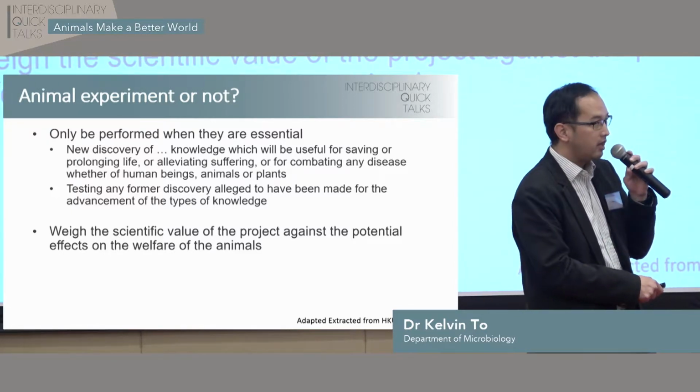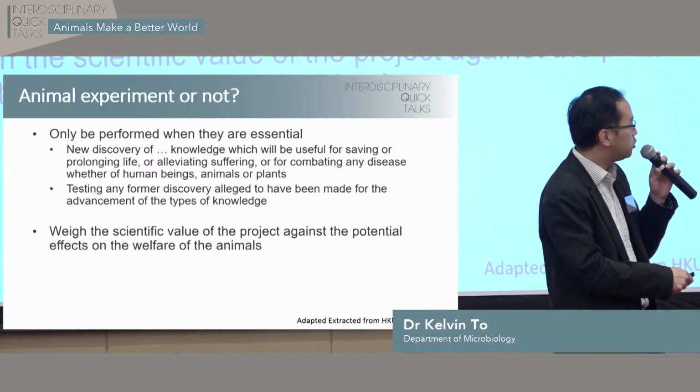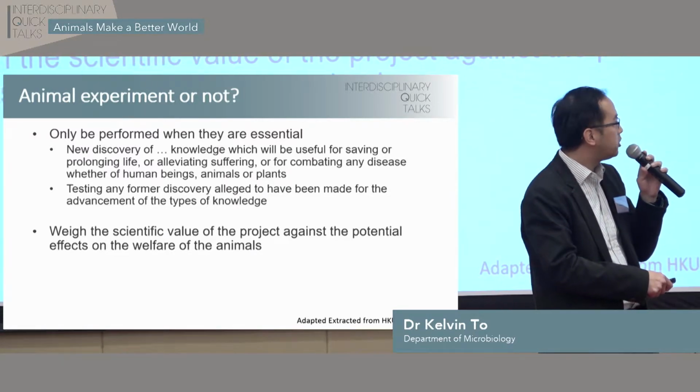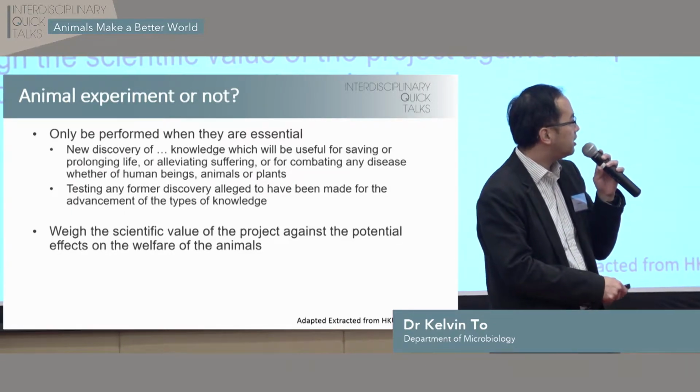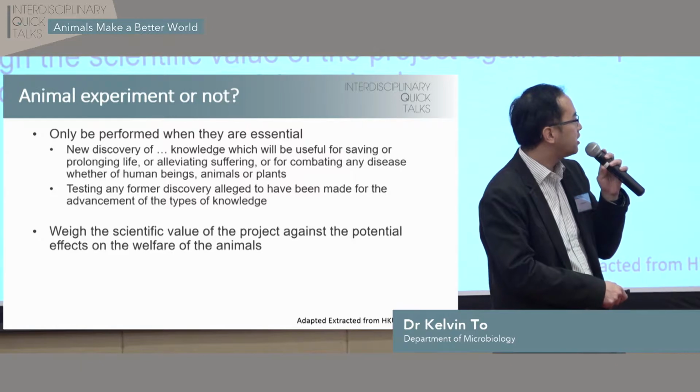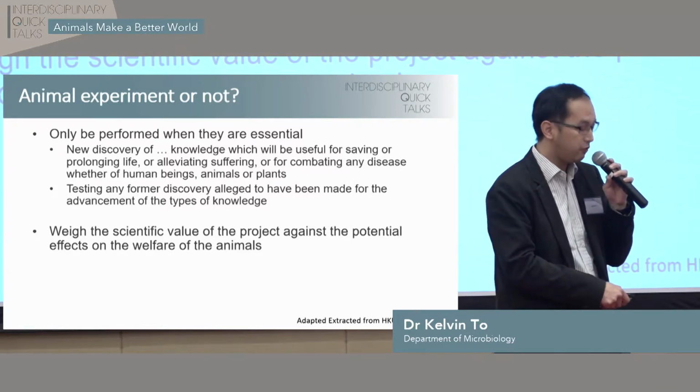Secondly, even if some experiments were done before, we may think it's not true, so sometimes you have to repeat some experiments to know whether they're true or not. And all these must be weighed: the scientific value against the potential effect on the welfare of the animal.